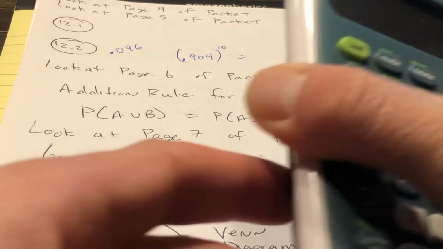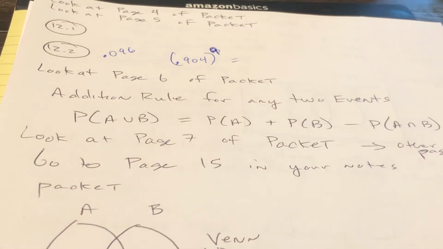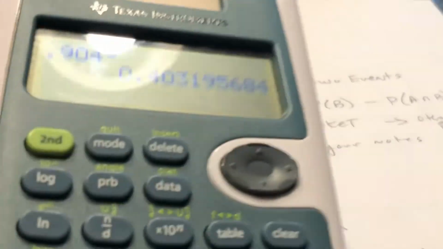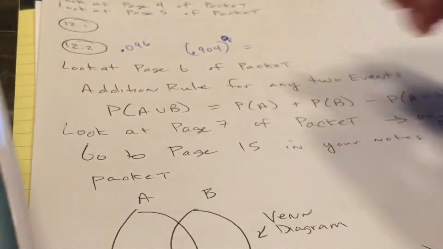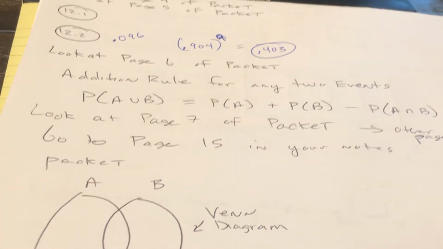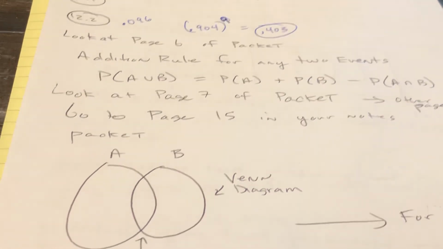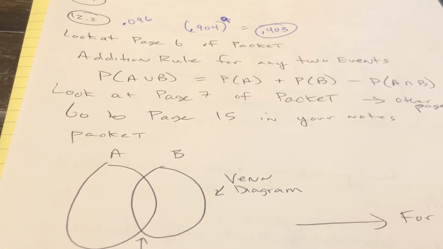So it's 0.904. We need to, oh no, not to the 10th, but to the 9th. You have 9 textbooks. All right, 0.904, raise it to the 9th power. 0.403. So there's a 40.3% chance that of 9 randomly chosen books, none of them have an author with one of those last names. So you wouldn't be shocked, but there's a more likely chance that you're going to pick up in those 9 books an author with one of those 10 last names. All right, now it says look at page 6, which is the next page.